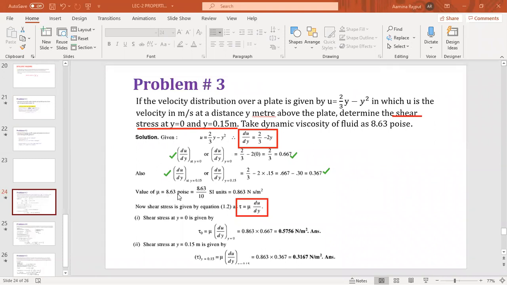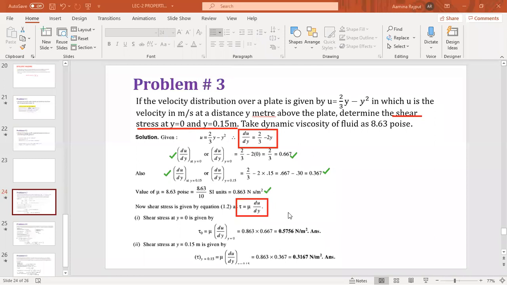Now the dynamic viscosity was given as 8.63 poise. We know poise is from the smaller system of units, so its value is bigger, and we know the conversion factor is 10. We have to determine the value in Newton second per meter square because we are using SI units. So the poise value has to be divided by 10 to convert it to Newton second per meter square. So 1 Newton second per meter square is 10 poise. You can always remember this conversion unit. This is an important part, to convert the viscosity to SI units from poise to Newton second per meter square.